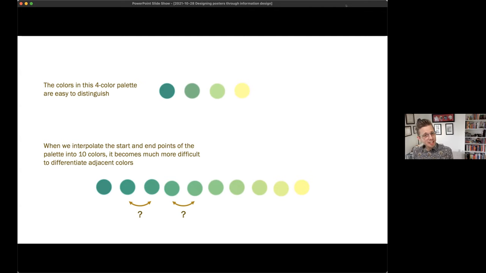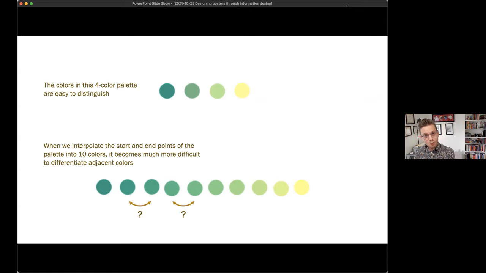And this is a common thing that happens when creating visualizations, for example. We'll start with a certain number of data classes in a figure, and then create a color palette that works well for that fixed number of data classes. And then we realize we want to add in more data classes, and thus need to extend our color palette.